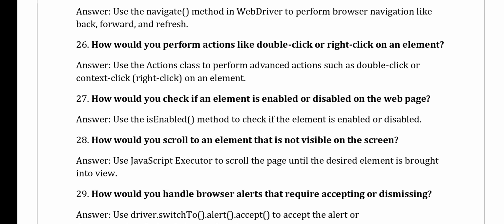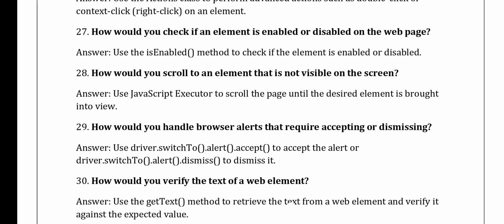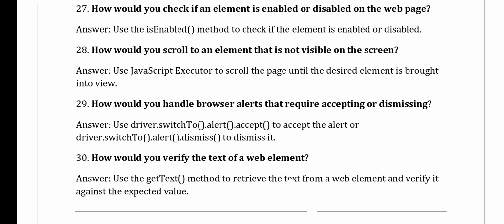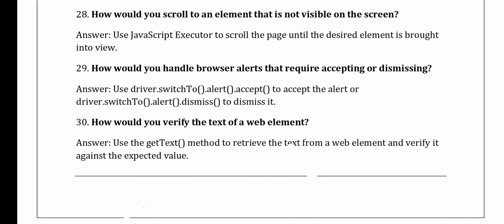How would you perform actions like double click or right click on an element? How would you check if an element is enabled or disabled on the web page? How would you scroll to an element that is not visible on the screen? How would you handle browser alerts that require accepting or dismissing? How would you verify the text of a web element?